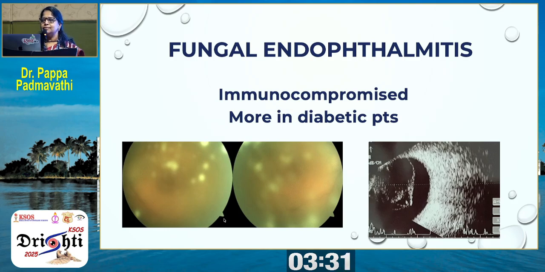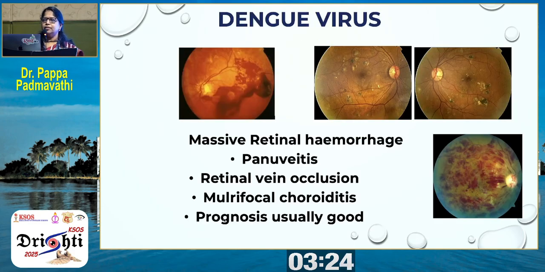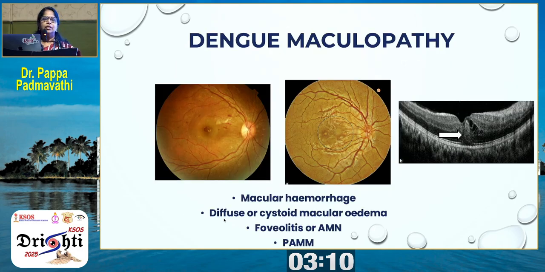Fungal endophthalmitis is common in immunocompromised patients and also in diabetic patients. Next common virus is the dengue. Because of the thrombocytopenia, it can cause massive retinal hemorrhages. It can cause a panuveitis-like picture or multifocal chorioretinitis, and usually the prognosis is good. Dengue is famous for the macular lesions. It can cause dengue maculopathy.